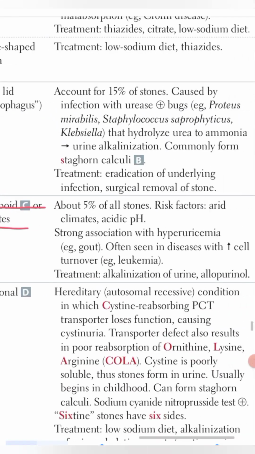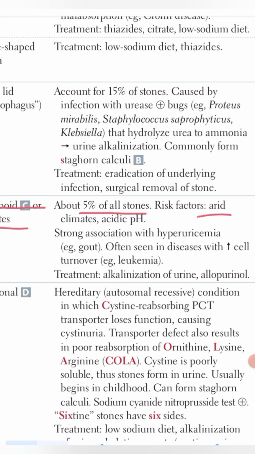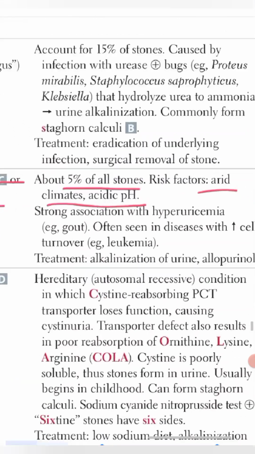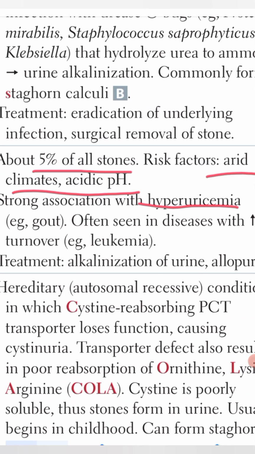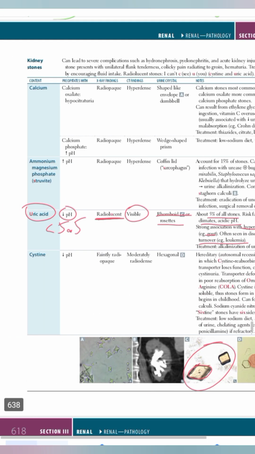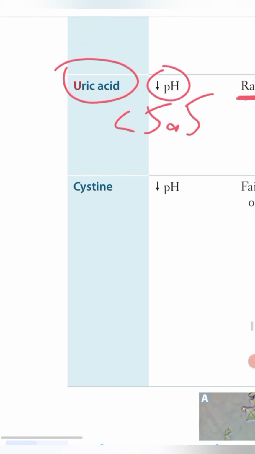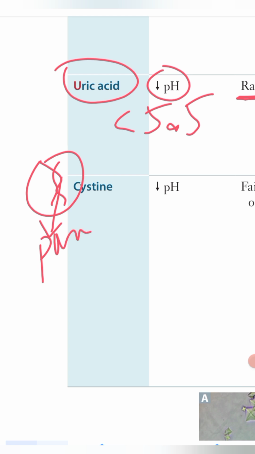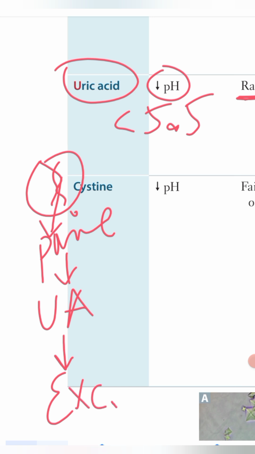They are about 5% of all the stones. Risk factors include arid climate and acidic pH. If we see, they are formed in close association with hyperuricemia like gout, often in diseases in which there is increased cell turnover like leukemia. What happens is that we know that DNA is present in our cells. When there will be breakdown of these cells, there will be release of purines and pyrimidines. When there will be breakdown of purines, they form uric acid, and uric acid is then excreted into our urine.